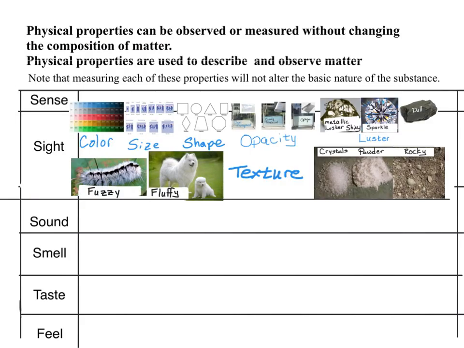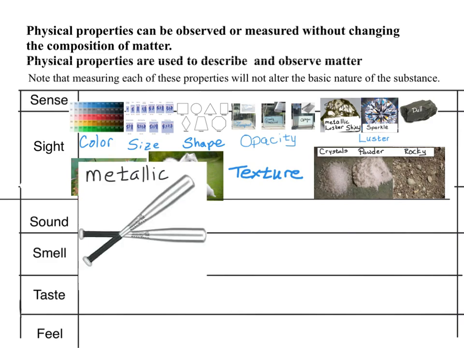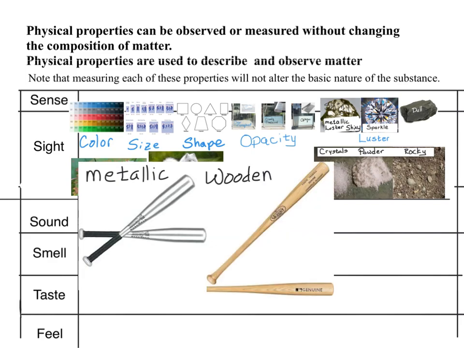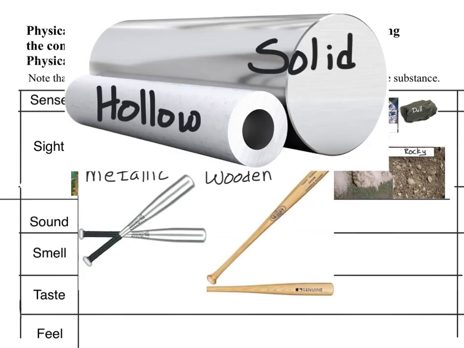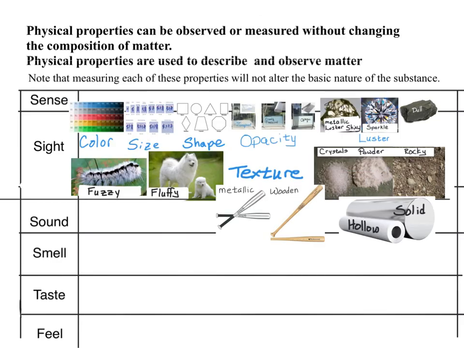Our other senses are used significantly less often in chemistry lab, but they can be used to describe things. So we might say how something sounds. You might say it had a metallic clink to it when you hit a bat. You could say it sounded wooden. You might say it sounded hollow or solid. So those are some descriptions we could use with sound.